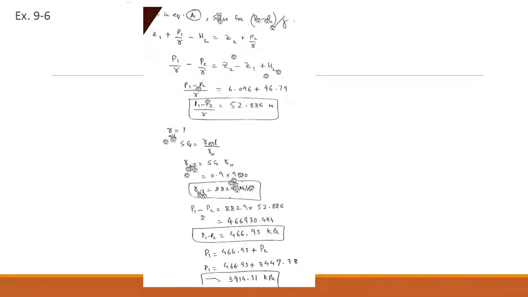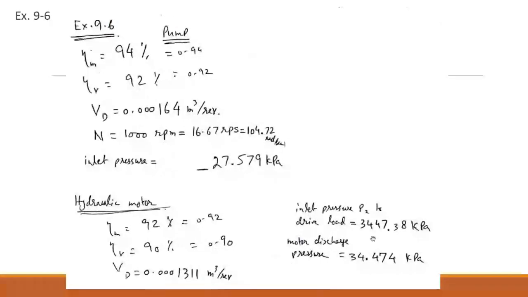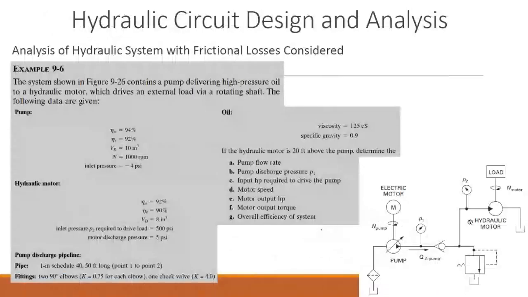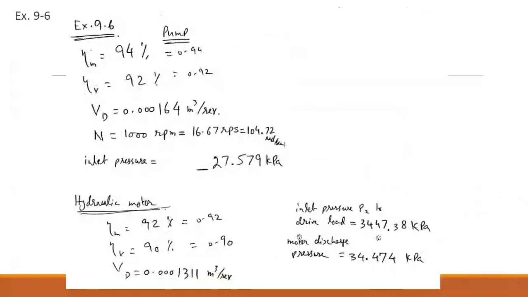But again, we are going to find P1. We need to find P1, which is the discharge pressure developed or provided by the hydraulic pump. So in that case, I need to move P2 to the other side. Now what is P2? P2 is 3447.38, which is the given value here, the inlet pressure. P2 is the pressure provided here at the inlet. So this is what you're looking for. So P1 minus P2, and P2 is the inlet pressure, which is already given as 3447.38. Again, this is converted into kilopascal.